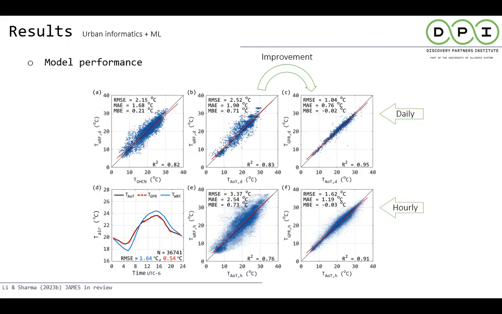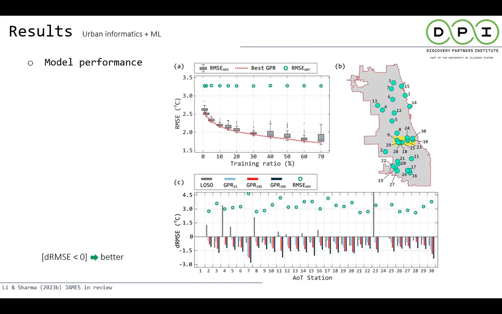This scatter plot shows you the improvement from the basic WRF-UCM prediction to the WRF-informed machine learning algorithm, at the daily scale and at the hourly scale. The improvement is very drastic, and you also see the diurnal variation of the day.